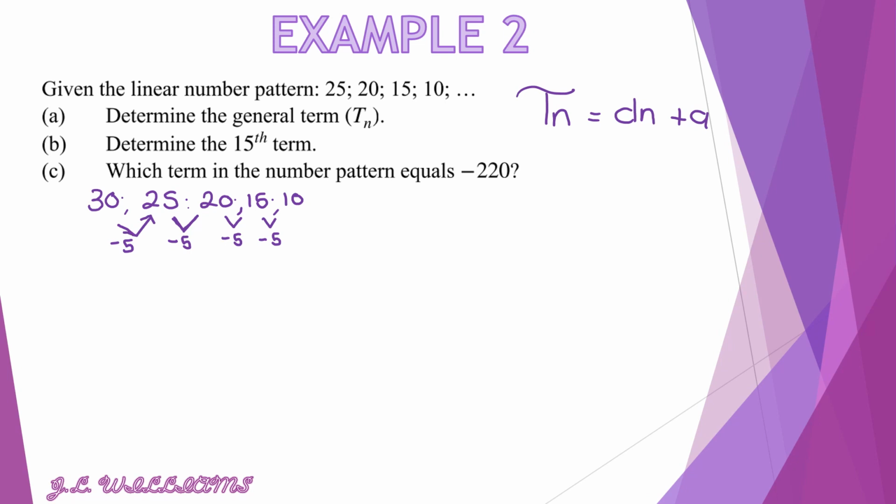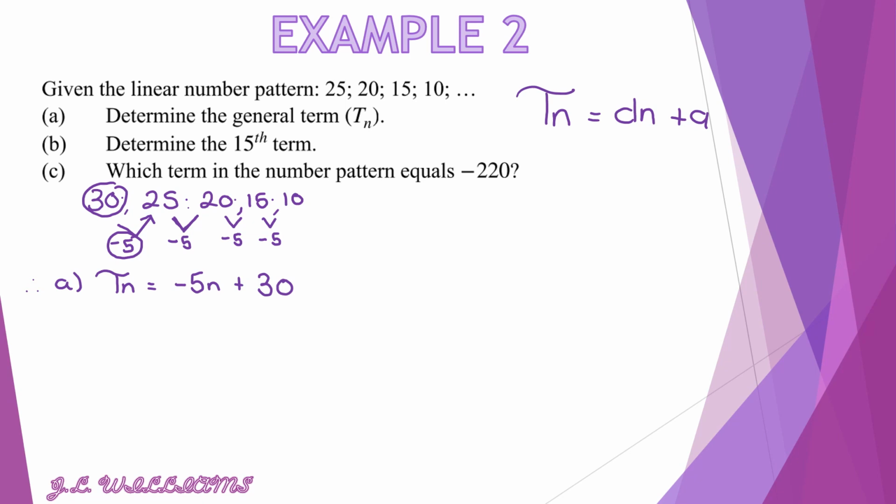And so here is our value for D, there is our value for A, and so therefore the first answer is that Tn is equal to minus 5n plus 30. That is the general term for any value in this sequence.